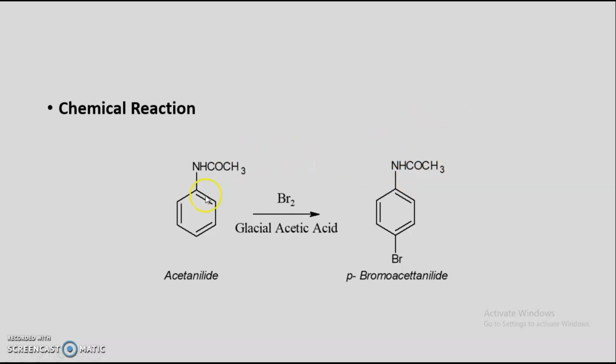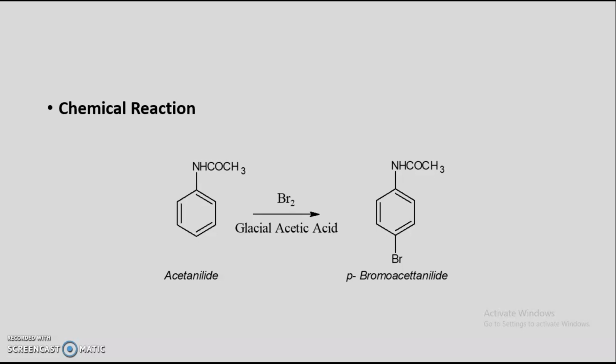This bromination is an electrophilic substitution reaction, which is performed in the presence of glacial acetic acid. We are familiar with the electrophilic substitution reaction. So what is the chemical reaction that we are going to perform? Para-bromo acetanilide is synthesized from acetanilide by the bromination reaction. Remember, this is the bromination reaction that we are going to perform.